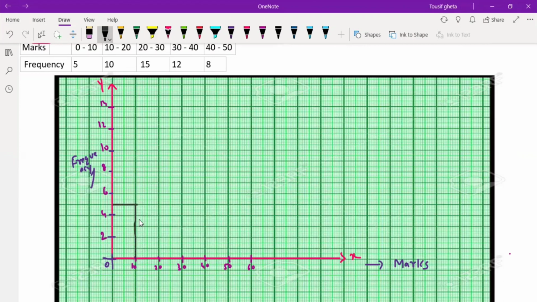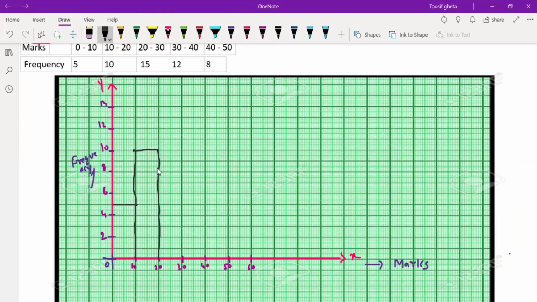Next, 10 to 20, they give the value as 10, which is already in our graph. That is 10 till here. So draw the bar till the frequency 10. My lines may not be straight because we are drawing randomly without using any scale. So maybe not straight. Yeah, obviously it is not straight. While you're attempting this kind of problem in your exam, use your skill.